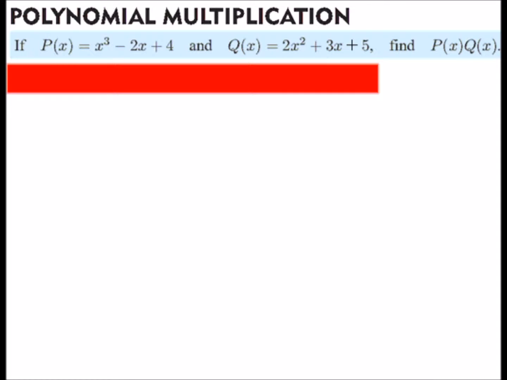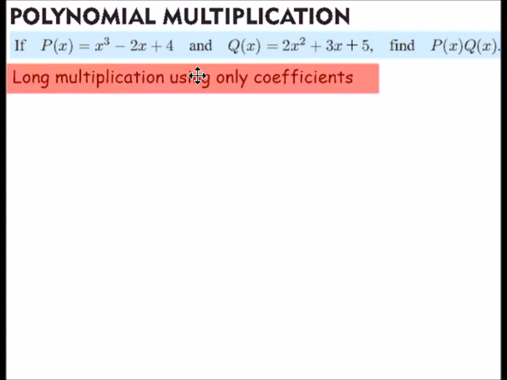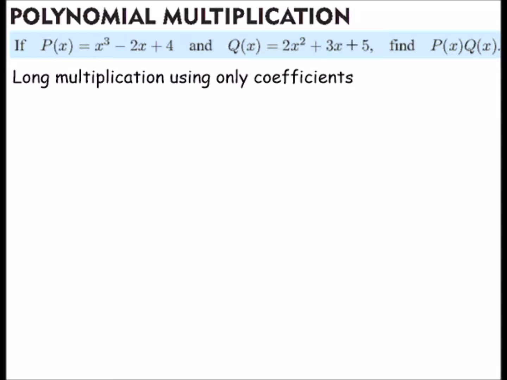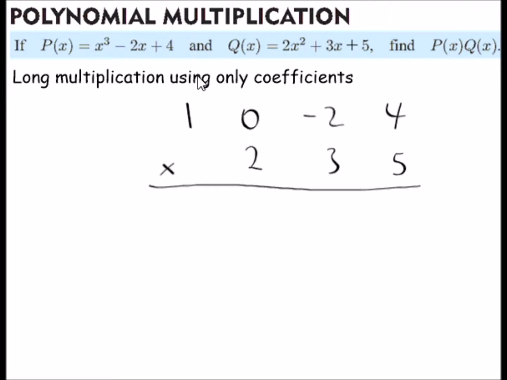Now the next technique is still long multiplication, but rather than writing down all the x terms, what we can do is just look at the coefficients. But then it's very important that we make sure that the place value isn't forgotten. So when I write p of x, I'll just write the 1, then a 0 for the x squared term, minus 2 and 4, and underneath make sure everything lines up, so the 5 is the constant, 3 for the x term, 2 for the x squared. Now if we multiply, do the same as before, so the 5 will multiply the top row.